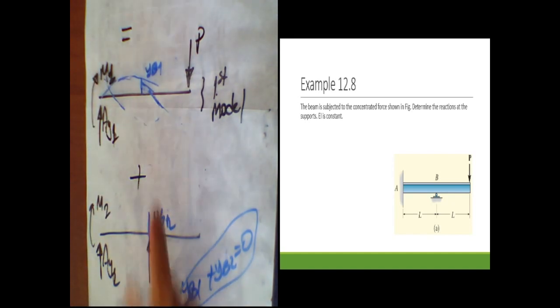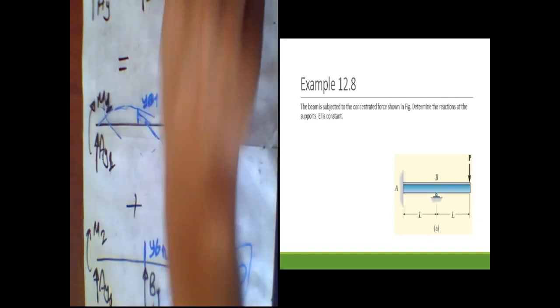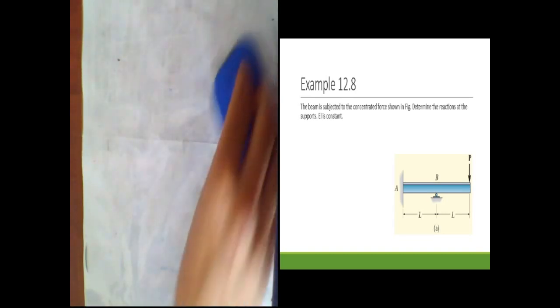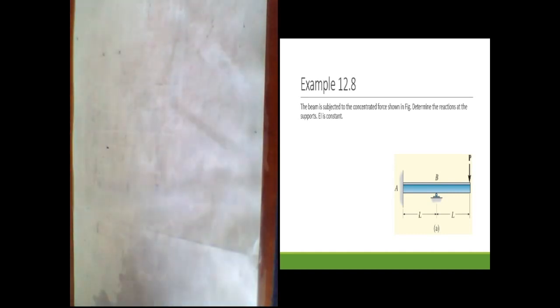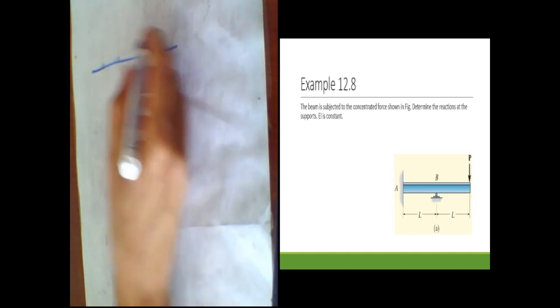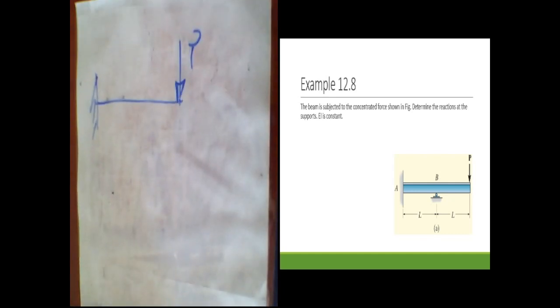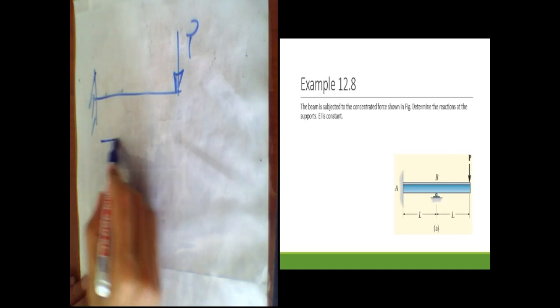I want to start with the first model, and I want to delete all parts. Okay. In the first model, I have a beam like this. I have a point load. So you remember this total length is 2L.